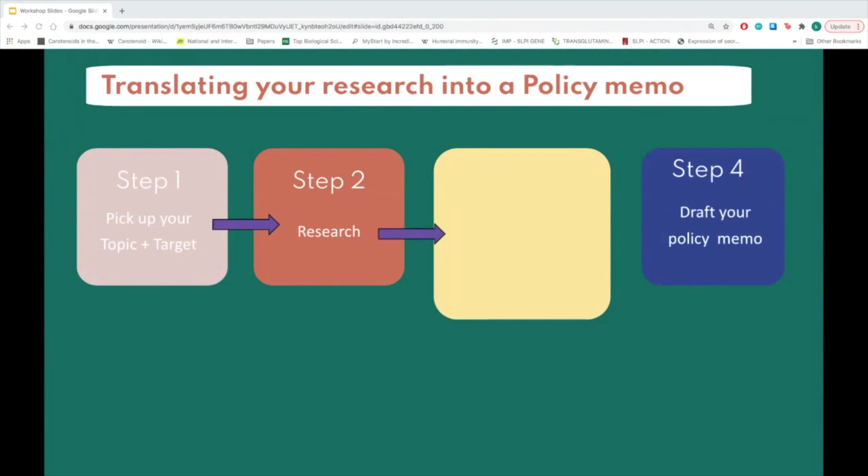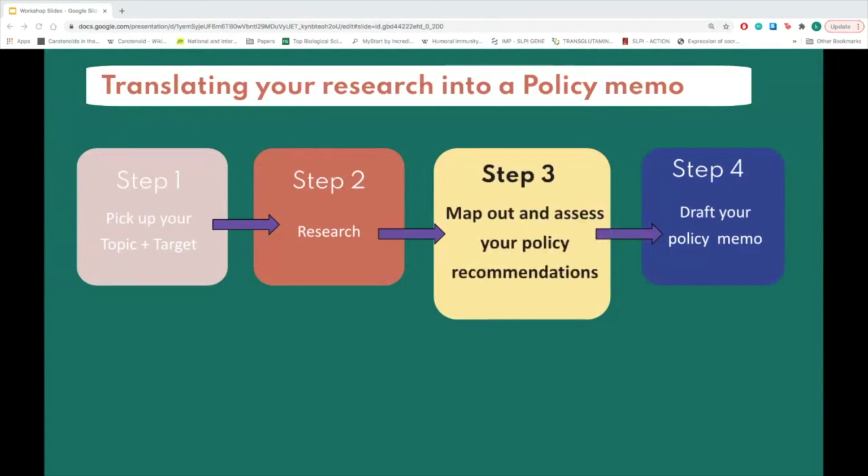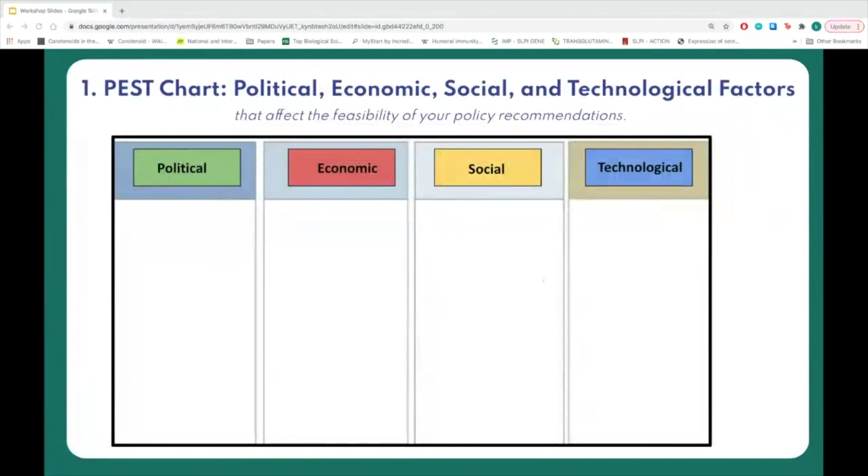This is where you need to map out and comprehensively assess all your different policy recommendations. I will be discussing some very popular charts that people often use to draw this comprehensive analysis of all the different policy recommendations they've got, which they can then finally pen down while drafting the policy memo. The first in line is something called a PEST chart, which allows you to analyze the political, economic, social, and technological factors that affect the feasibility of your policy options.